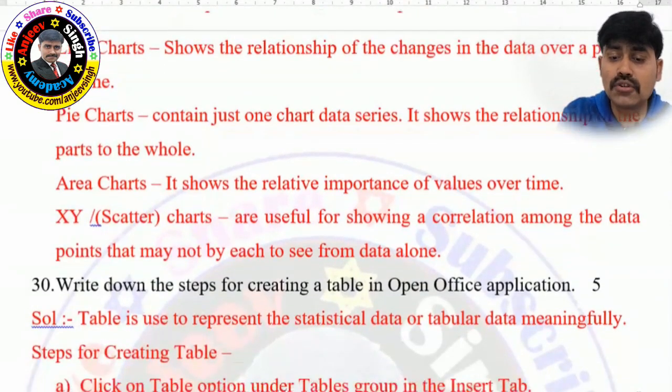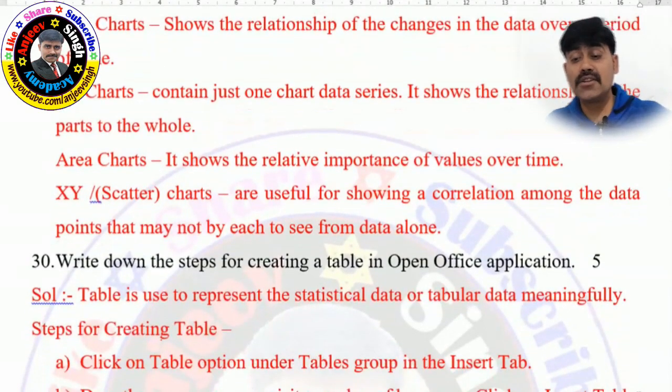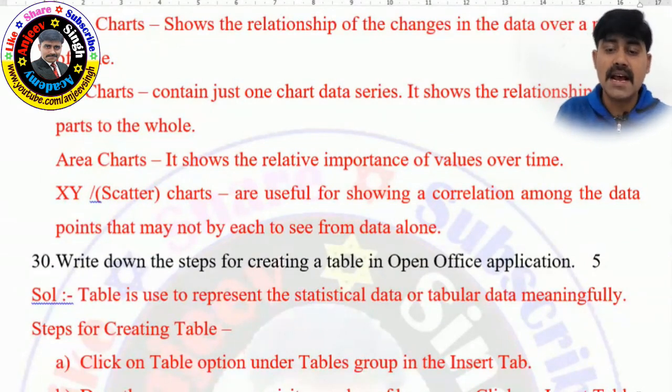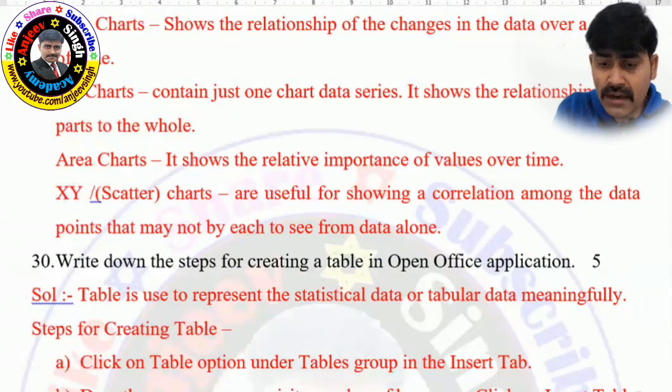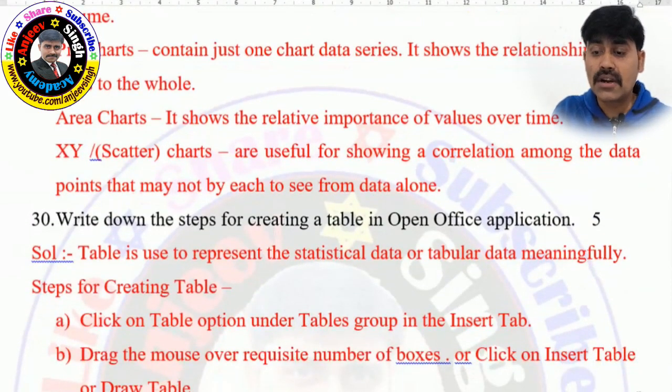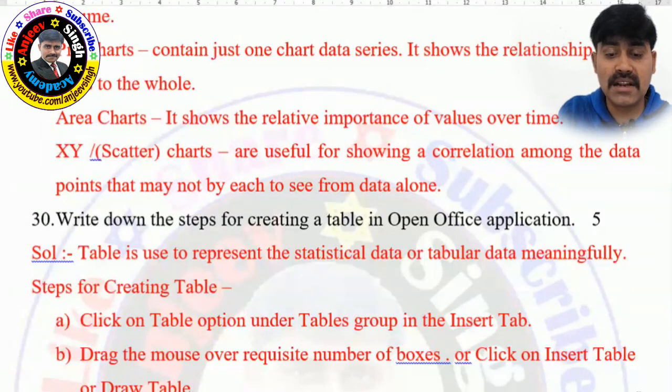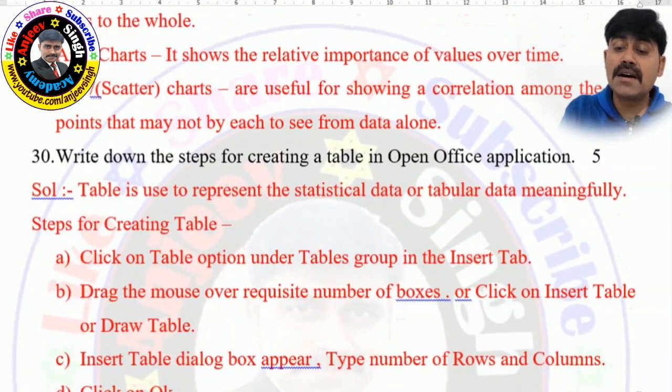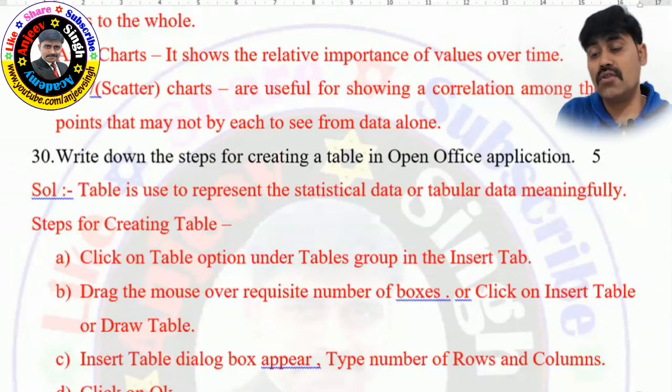For creating a table, you have to click on the table option under the tables group in the insert tab. In the insert tab, there is the table option, and inside that you have to click there first. Now drag the mouse over the required number of boxes. You will see a set of boxes, or click on insert table or draw table. It means there are three options through which you can insert the table. If you choose insert table, the insert table dialog box appears.